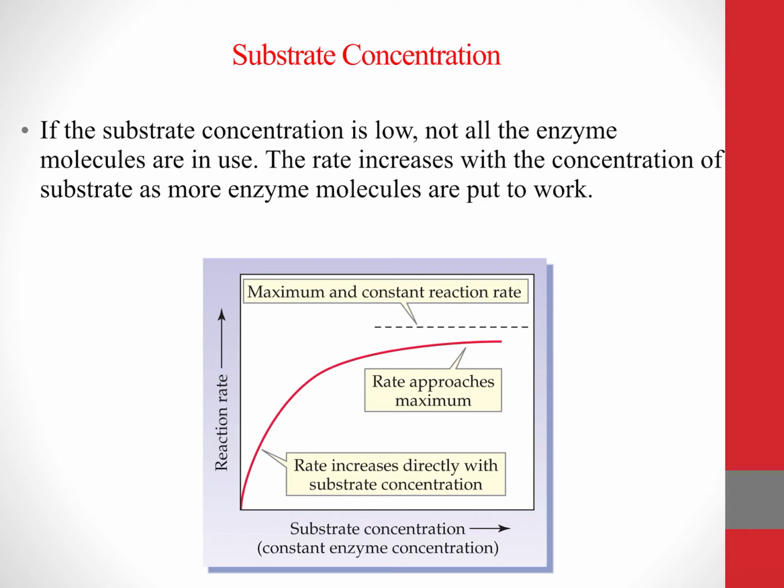So you can see that the y-axis is reaction rate, the x-axis is the substrate concentration. So as the substrate concentration increases, the reaction rate increases. But once all those enzymes have a substrate, that reaction rate plateaus. This is called the saturation point, because all the enzymes have a substrate and the reaction rate is working at its maximum capacity. So where it plateaus right there is the saturation point.